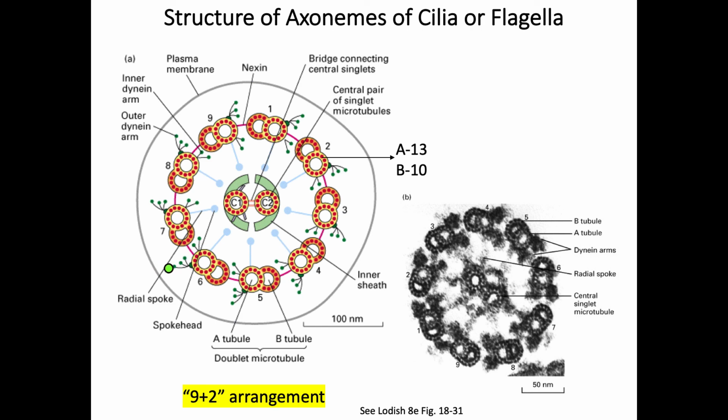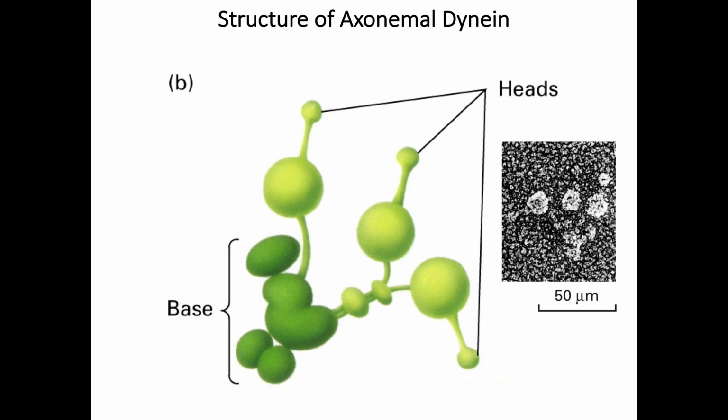So you can easily see that it is pointed out here that right here, this is called the inner dynein. On the other hand, these are called the outer dynein. So these are the 2 dyneins. Let's take a look at a schematic of how it is. Here the dynein has a base. On the other hand, these are the heads right here.